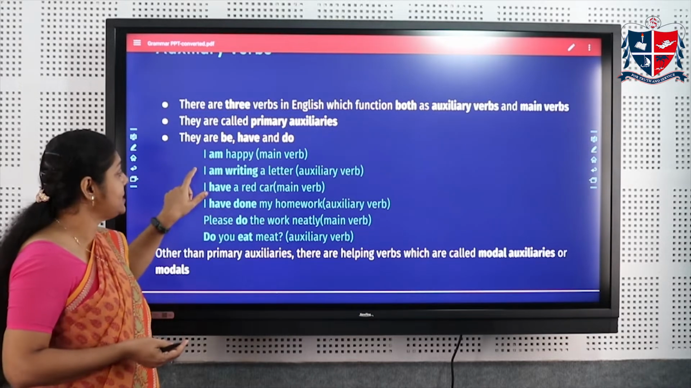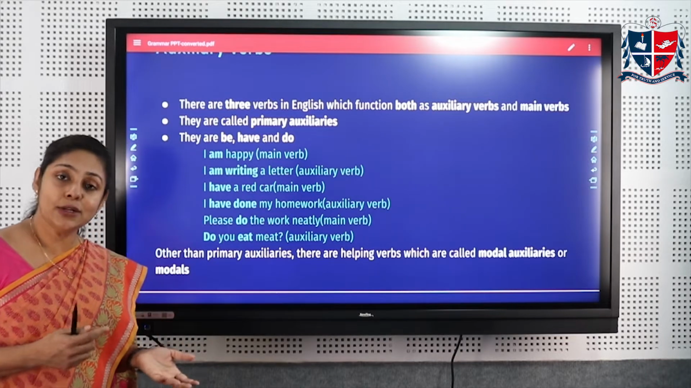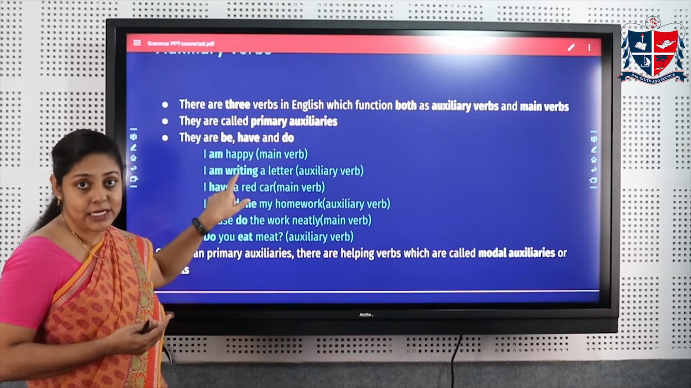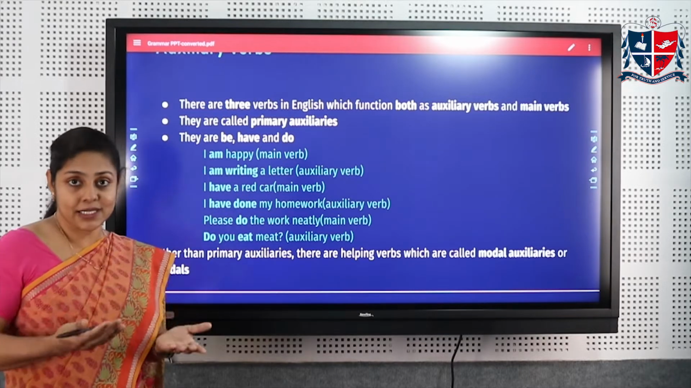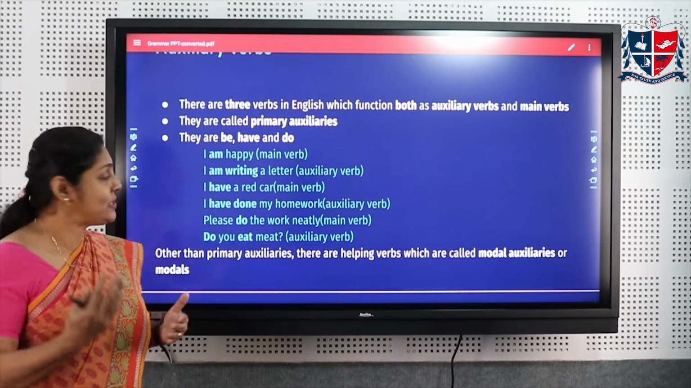In the second sentence, I am writing a letter. Am is an auxiliary verb. Why is it an auxiliary verb? Because it is helping this main verb writing, right? It shows you the tense. I am writing shows you that it is being done in the present continuous tense.